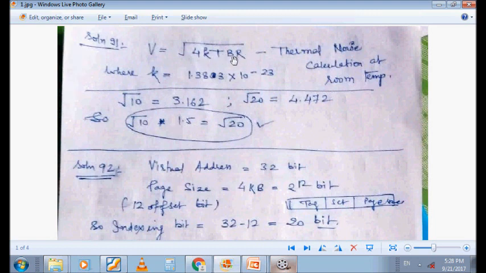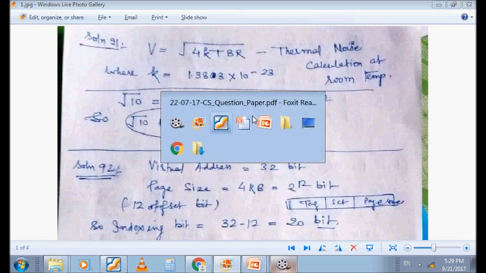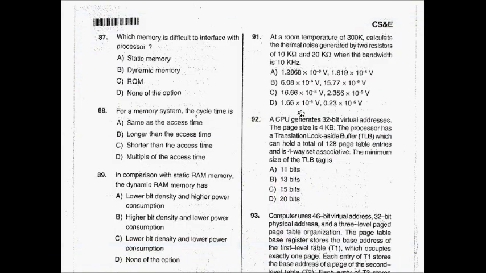तो आप देख सकते हो कि under root R is the one which is varying in both cases. एक में 10 किलो ओम है, next one is 20 किलो ओम. So square root of 10 and square root of 20, if we simply calculate, comes to 3.162 and 4.472. तो around 1.5% का फ़र्क है दोनों में. ठीक है. So if you go to the question itself and see the options, we see that this one, 1.2868 and 1.819, has a difference of 1.5%, so that's the option.